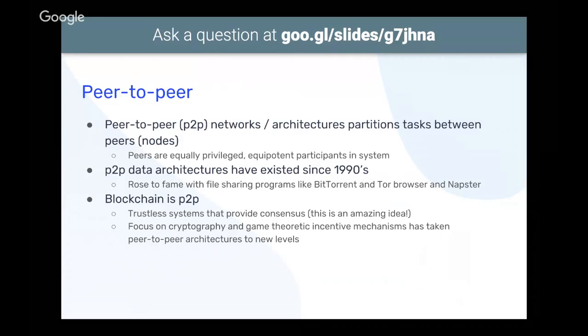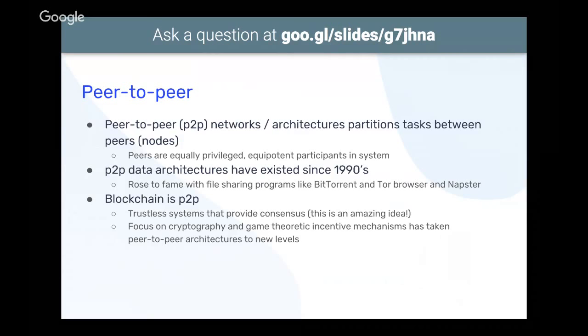So where have you seen this before? Probably, if you remember something like Napster, or you download movies legally, of course, and shows via BitTorrent, or you browse the web using a Tor browser. All these systems use P2P technologies in one way or another. And blockchain is also a P2P system.